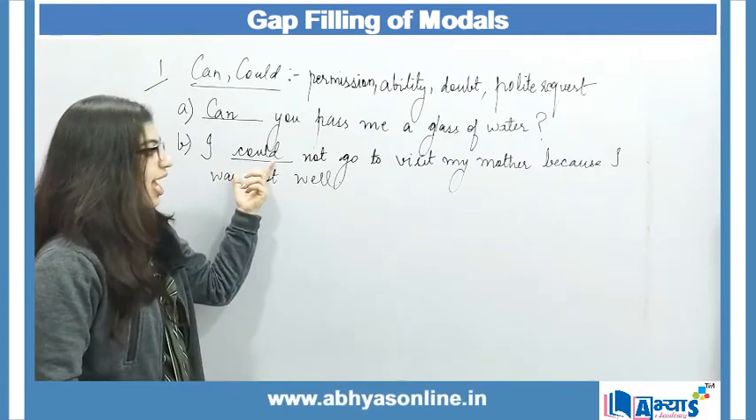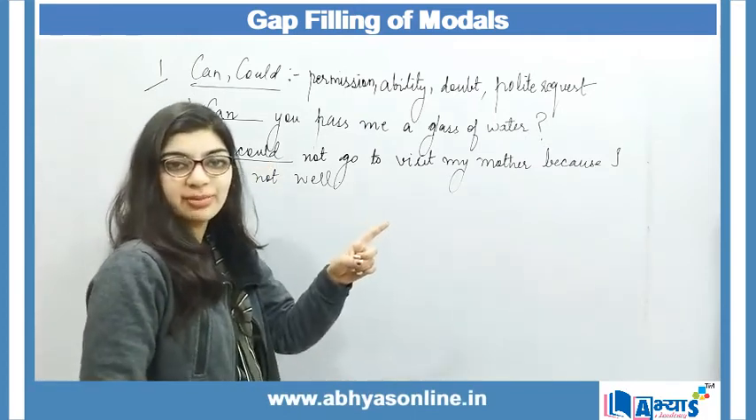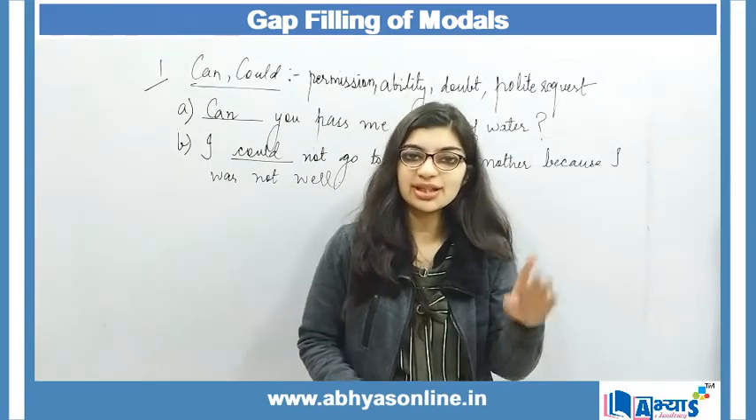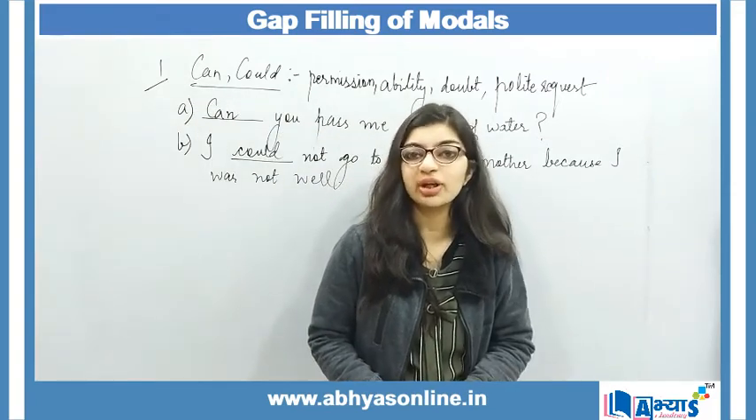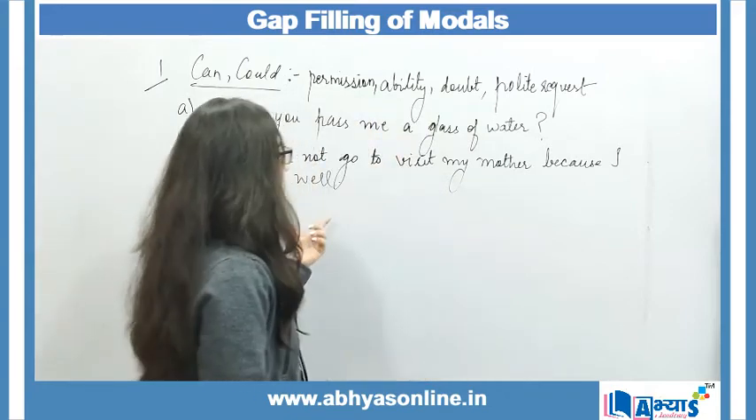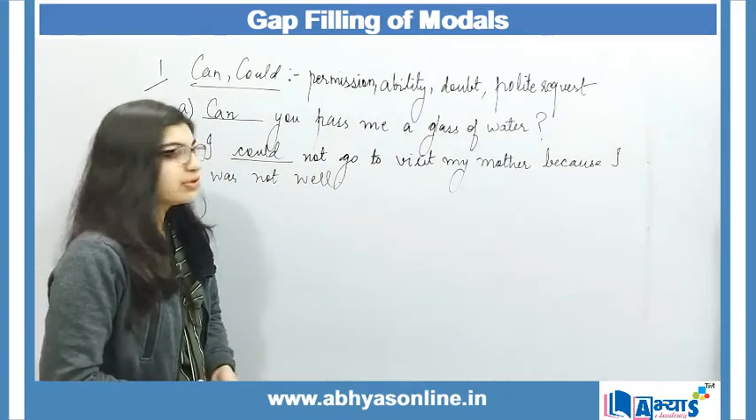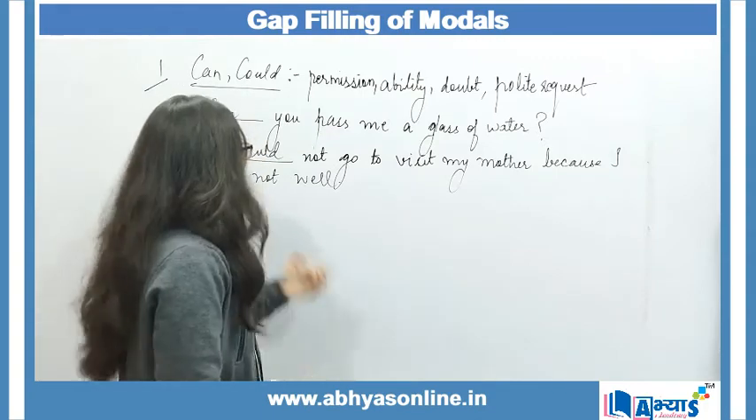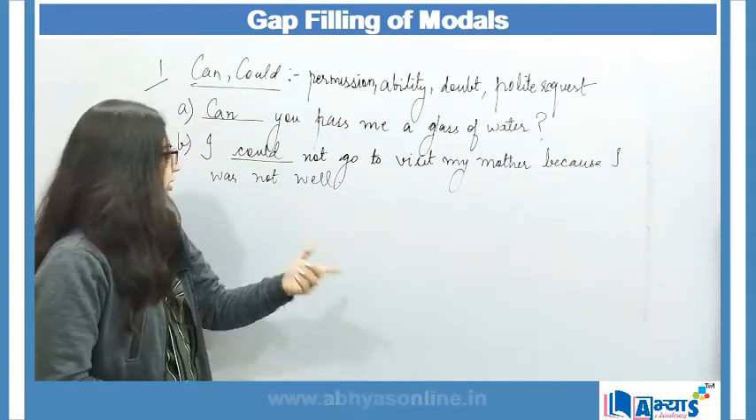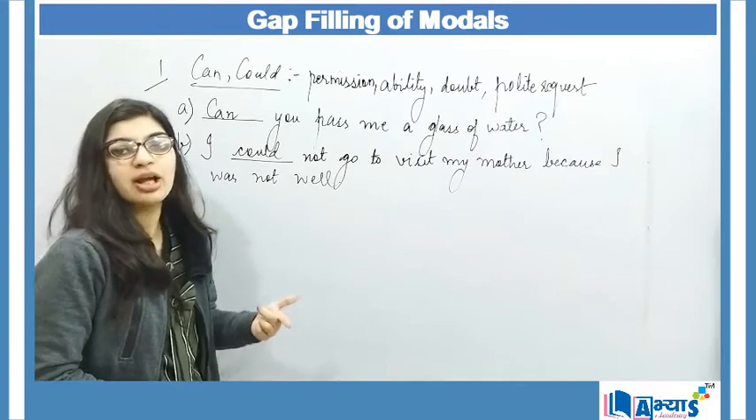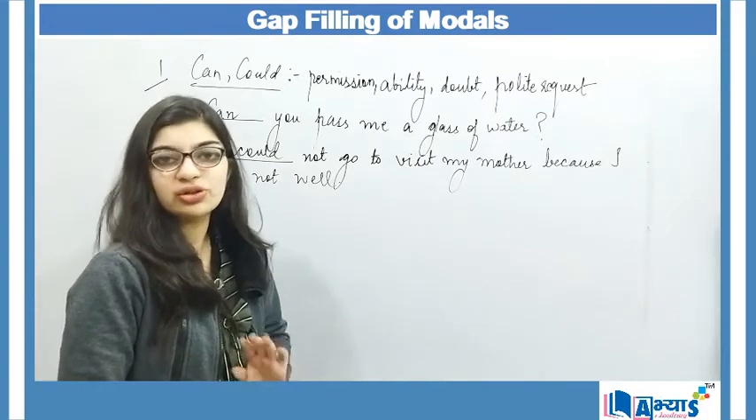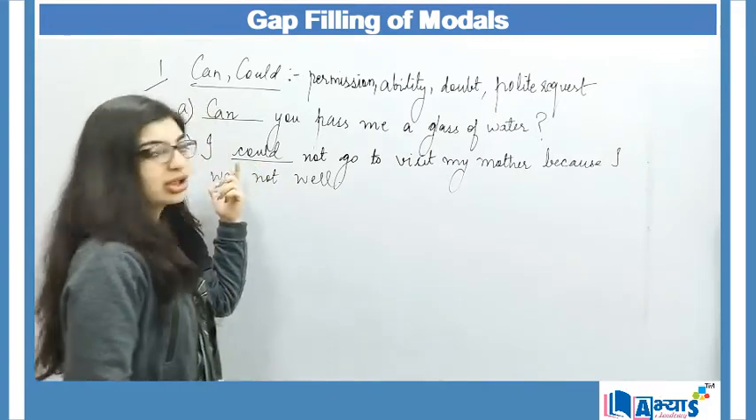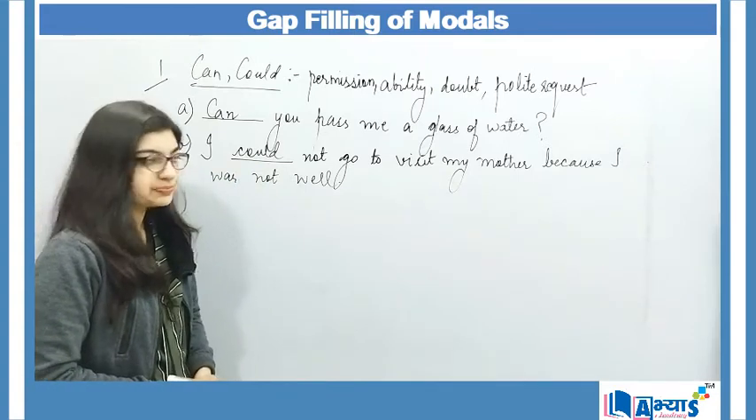Here it shows that I was supposed to visit my mother. Was supposed means that it is of past tense. I'm talking about the past, and since now the time is already up, instead of using can, I will make use of could over here. I will not go to visit my mother because I was not well. One future and one past, not a good deal. So here the correct modal will be could.